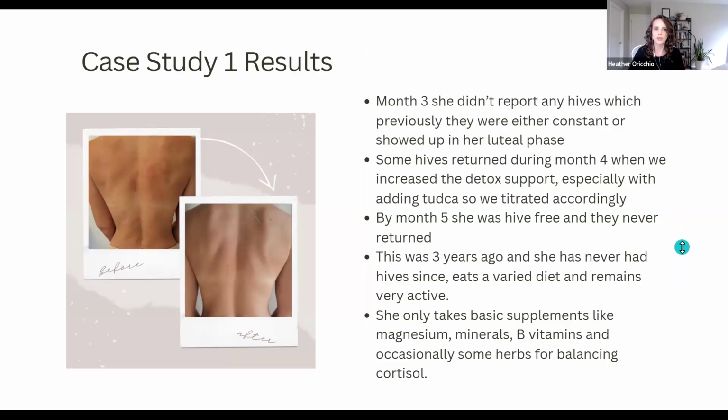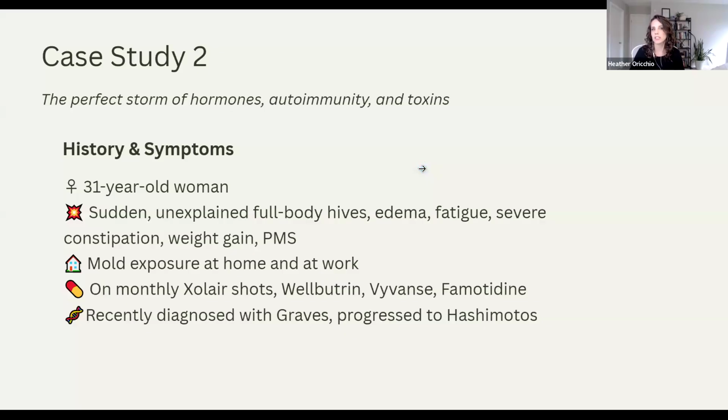Okay, case study number 2. So she was a 31-year-old woman. She had sudden unexplained full body hives, edema, fatigue, severe constipation, weight gain and PMS. So we discovered she had mold exposure at home. And then months into her protocol, we realized she was getting exposed at work as well. She was on monthly Xolair shots and also other medications. And then she was recently diagnosed with Graves, which progressed to Hashimoto's, but we'll uncover what happened with that.